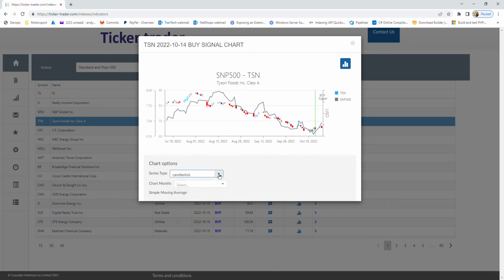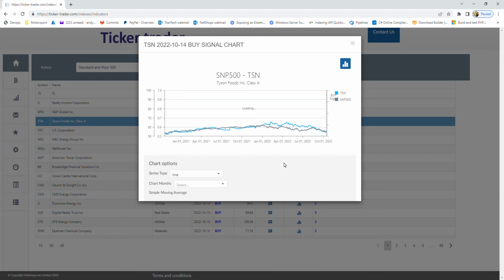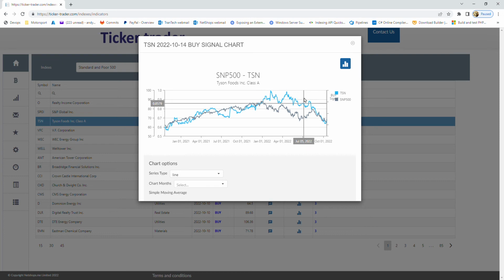We can change that, if we want to, to a candlestick chart, and change it back to a line chart. We can see the S&P 500 line here and the Tyson Foods stock price line here. We can change the period from 12 months to 24 months if we want to. So we can see this stock outperformed the S&P 500, and then there was a convergence where the stock price dropped, met the S&P 500 and continued to drop until we get to a point here where the algorithm is saying actually we're detecting there could be a buying opportunity.